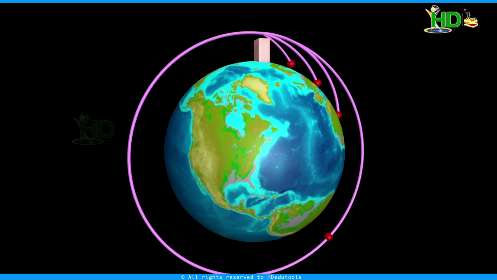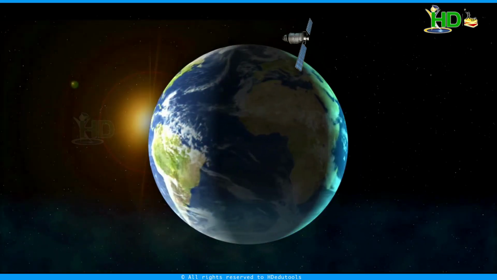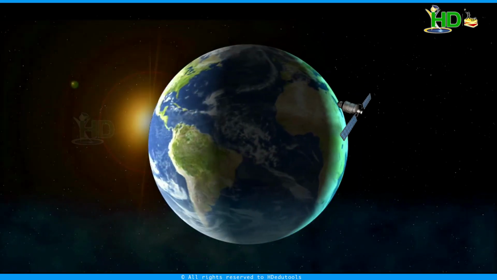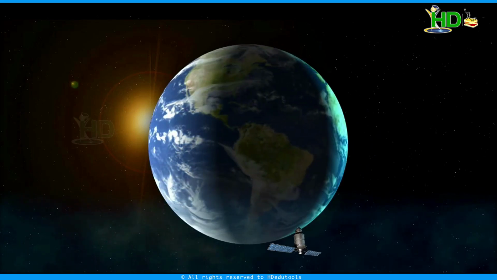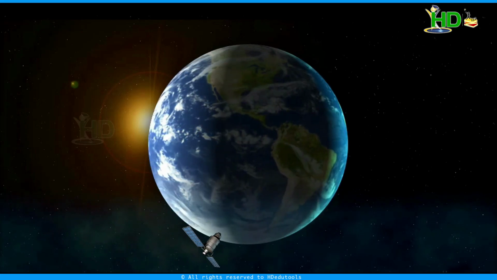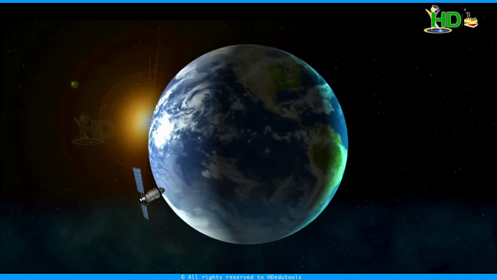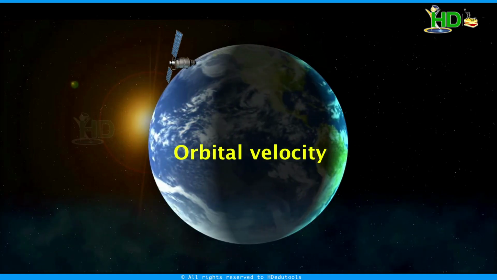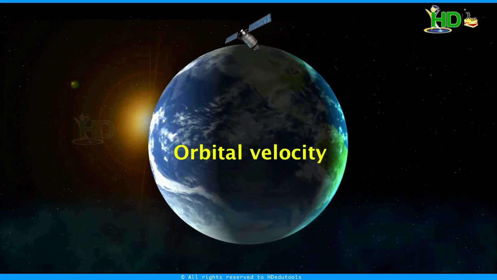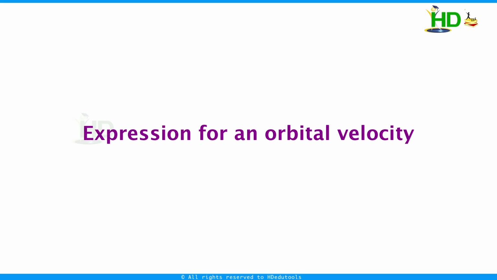When this object is moving around a planet, for what velocity will the object orbit around the Earth? In general, satellites are taken to the required height and are given a required horizontal velocity such that it revolves around the planet. This horizontal velocity with which the satellite revolves around the planet is called orbital velocity. Now we are going to derive an expression for orbital velocity.